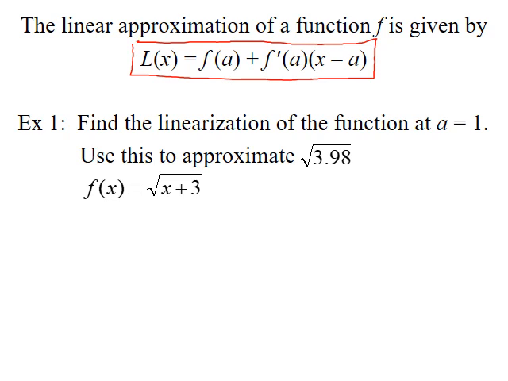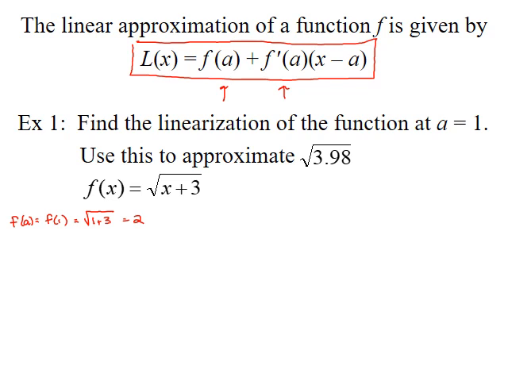Well, in example number 1, I think it's best to see by example. It says find the linearization of the function at a equals 1, and then use this to approximate the square root of 3.98. So if f of x is the square root of x plus 3, if you look at your formula, you need two things mainly. You need an f of a and an f prime of a. Well, the easy one is f of a. f of a just means I need to find f of 1. That would be the square root of 1 plus 3, which is 2.